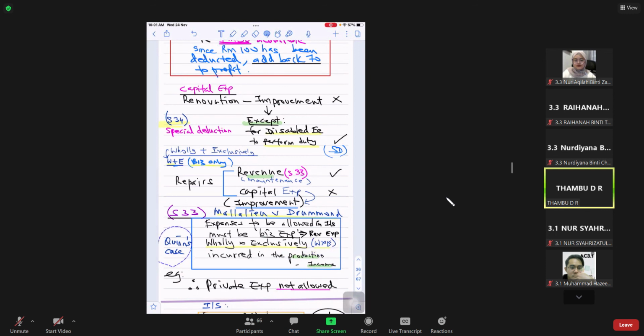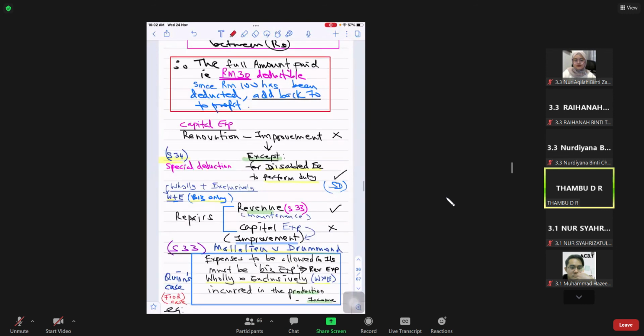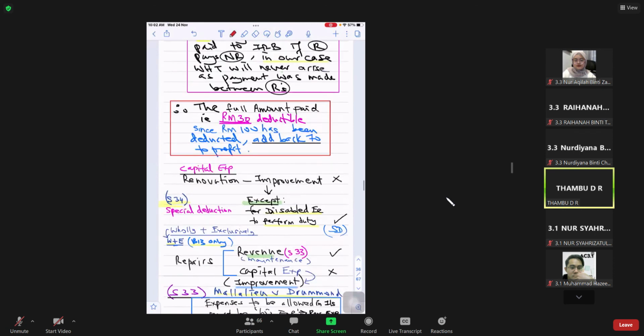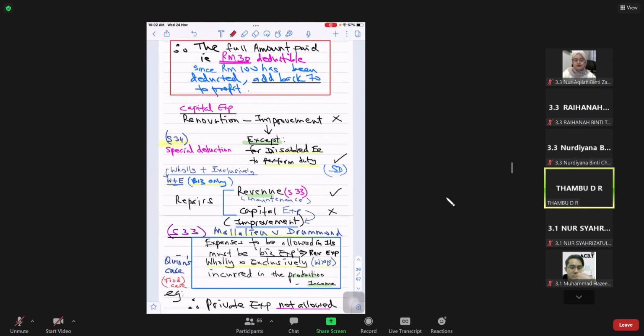Another case, this is the food case. As I told you, this one is food, makan. This one is the lady barrister. Okay, that is the barrister's case. Barrister means lawyer.